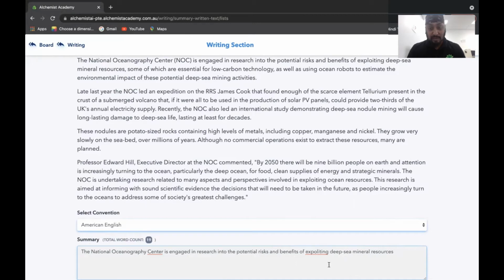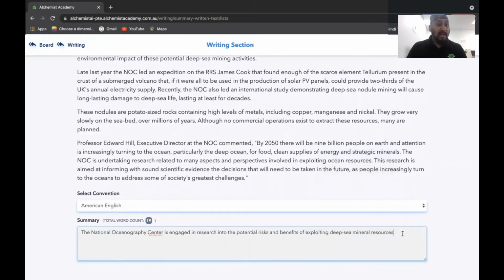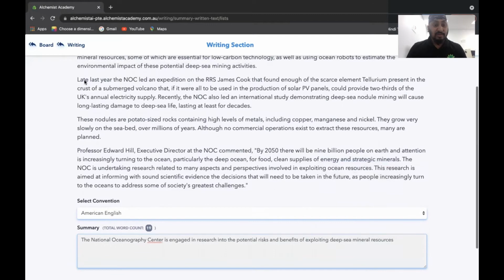Okay, now let's have a look at this. Now going to the next one, it goes further into the details. Last year, the NOC led an expedition on the RRS James Cook that found enough of the scarce element tellurium present in the crust of a submerged volcano. We really don't need this because they are just giving an example that we've got enough of a mineral called tellurium that could provide enough solar panels to provide electricity, like two-thirds of the UK's annual electric supply. Not needed.